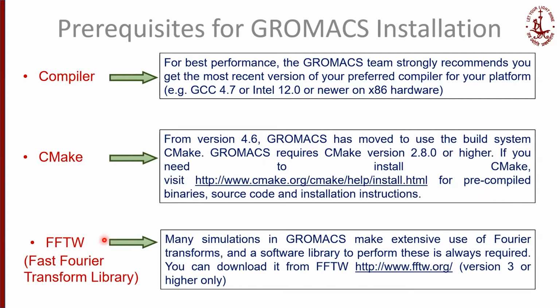Similarly for FFTW also, because the simulations that you do using Gromacs make use of fast Fourier transformation. So you have to have a software library to perform these fast Fourier transformations, and that is why FFTW is also required. And that has to be version 3 or higher. So these are the three things you will require apart from the Gromacs tar file. CMake, FFTW, you will get as a tar file. Gromacs also, you will get as a tar file. So these three things have to be there.